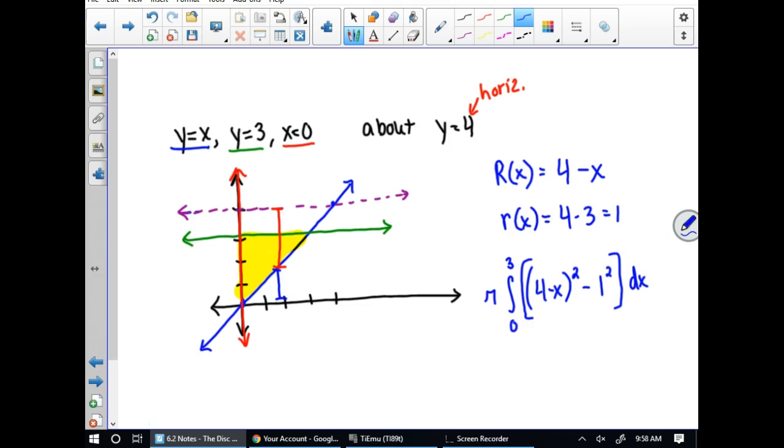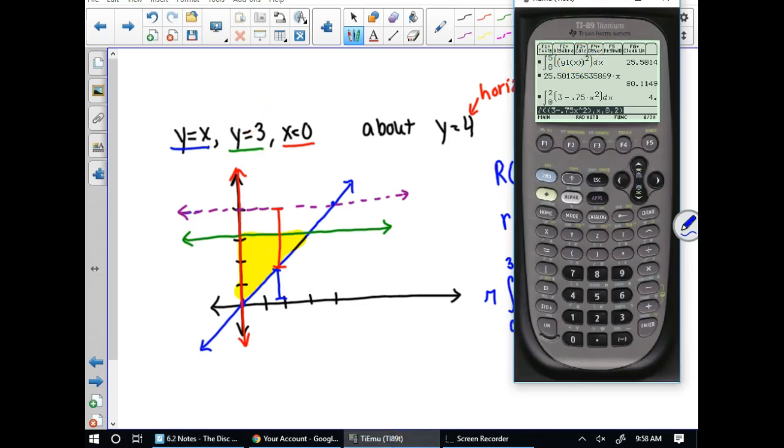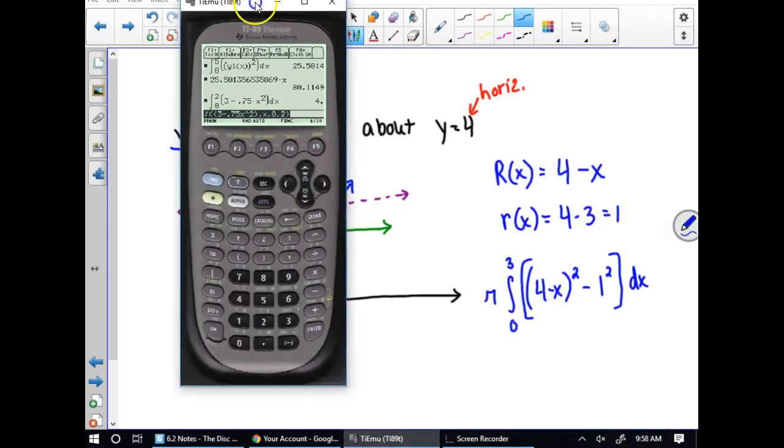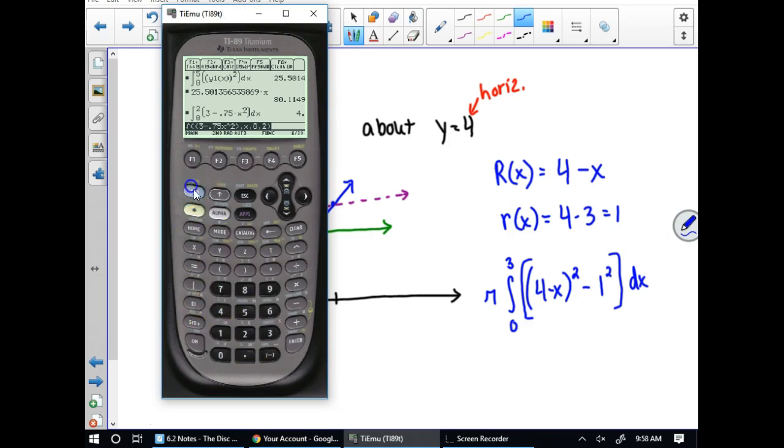Okay, so let's just do this on the calculator for the sake of time. I'm sure that we can do this without it, but so we'll have pi the integral of 4 minus x squared minus 1 comma x comma 0 comma 3, and we're going to get 18 pi for that one.